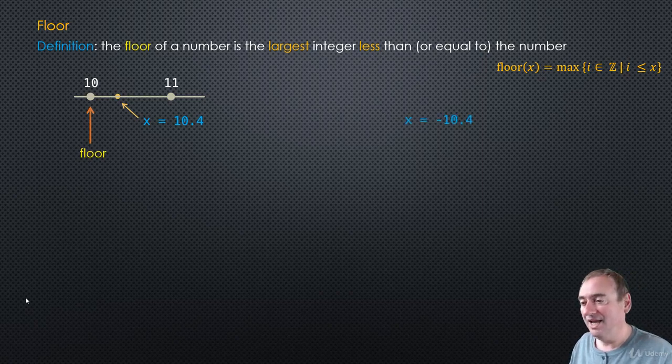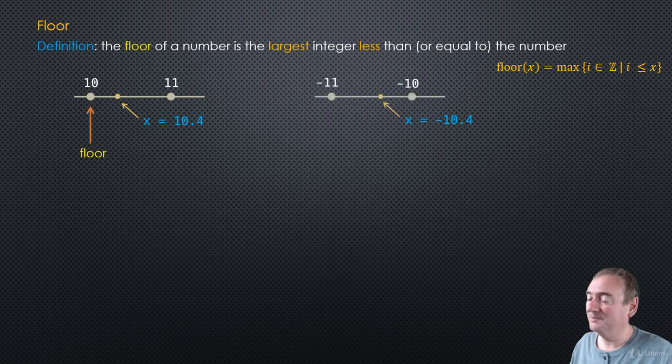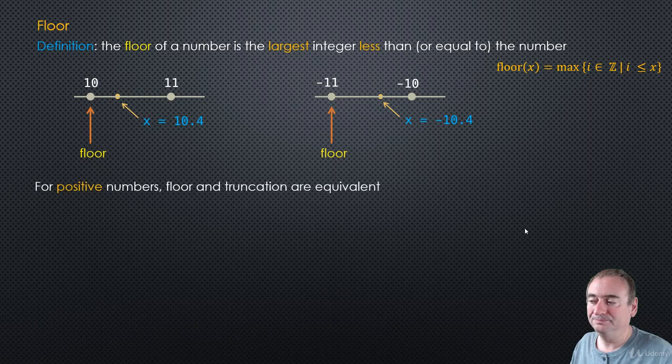Now we also have to consider negative numbers. What's the floor of negative 10.4? Well, you might be tempted to say it's negative 10, but it's not. Why? Let's look at it on the number line again. So here's minus 11, minus 10, and here's minus 10.4, sitting right between those two. Again, what's the floor? It is the largest integer less than or equal to x. Well, in this case, the largest integer that's less than x is negative 11. And so that is the floor. So the floor of 10.4 is 10, but the floor of negative 10.4 is negative 11.